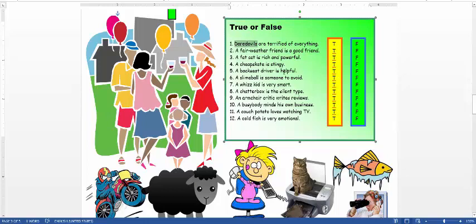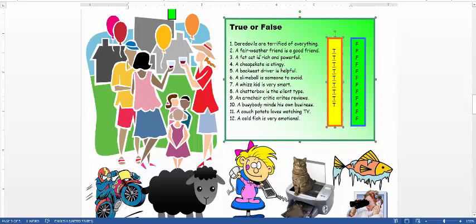We just read it, but here the sentence says, well, daredevils are terrified of everything. Now see, terrified is a person who is a coward, a person who is scared, but daredevils are never scared, right? So this means that this sentence is incorrect. This is not true, this is false. Now the false is there, right?